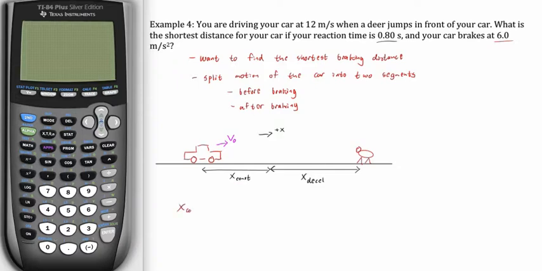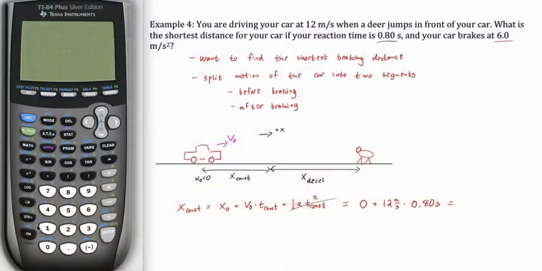So x constant is just going to equal x naught plus v naught times t constant plus 1/2 a times t constant squared. Well, you might be thinking, hold on, there's no acceleration when the car is moving at constant velocity. So that whole third term goes to 0. And also, we can call our initial position, x naught, 0. That's just where we'll start our coordinate axis. That'll be our origin. So the distance covered before braking begins is just going to be 0 plus 12 meters per second times 0.80 seconds.